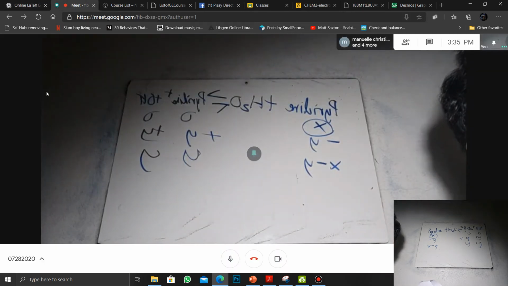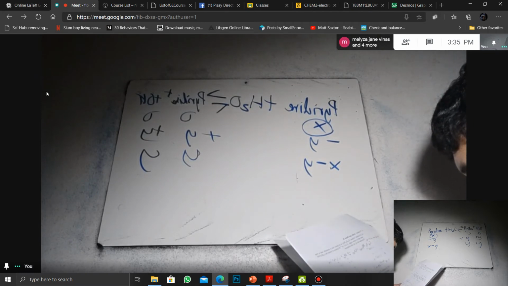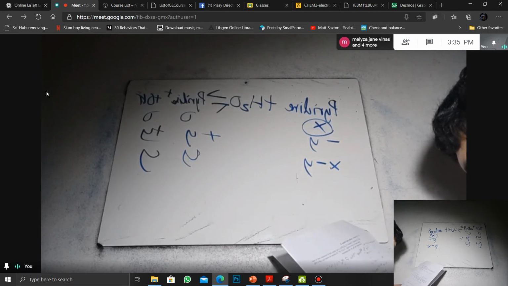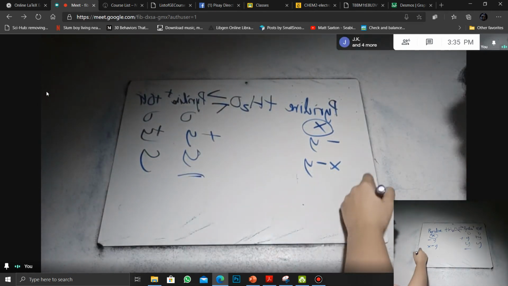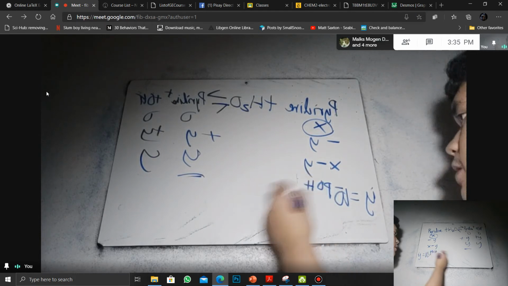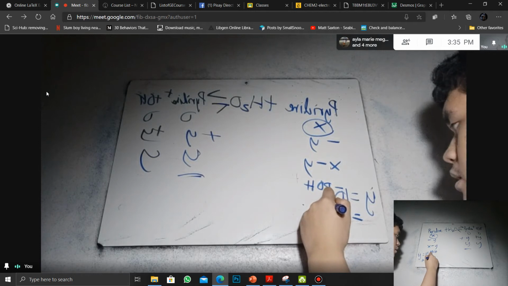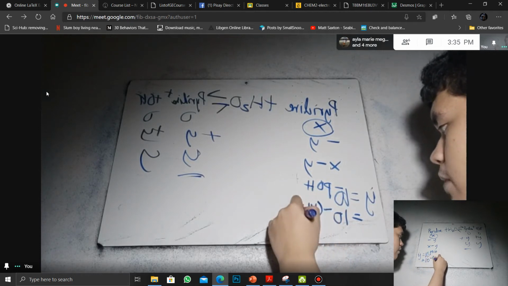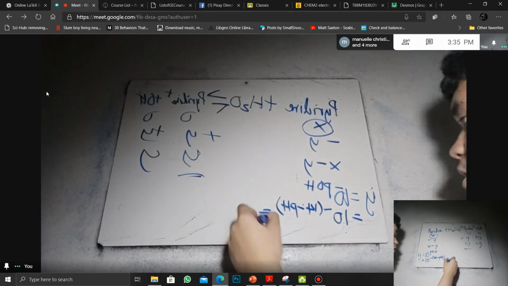Okay, game. What is the molar concentration of the aqueous solution of pyridine if the pH is equal to 8.34? We have the value of y already. Y equals 10 raised to negative POH, di ba? Kasi OH to, which is 10 raised to negative 14 minus pH, no? Which is equal to 2.19 times 10 to the negative 6.